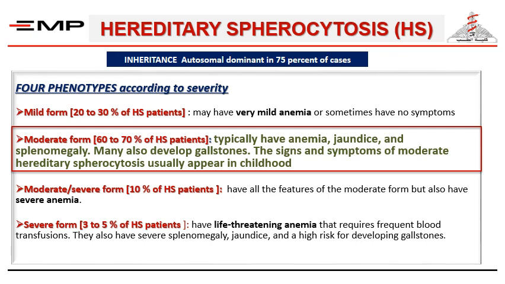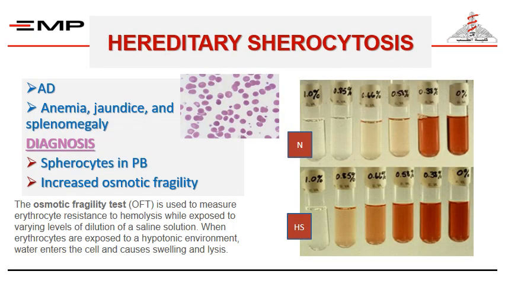10% may have a moderate to severe form requiring frequent transfusion due to severe anemia. The very severe form, in 3 to 5%, has life-threatening anemia requiring frequent transfusion, and they usually need splenectomy at some time of their life. It's an autosomal dominant disorder, as we said: anemia, jaundice, and splenomegaly.